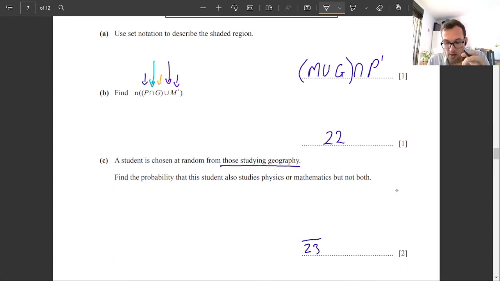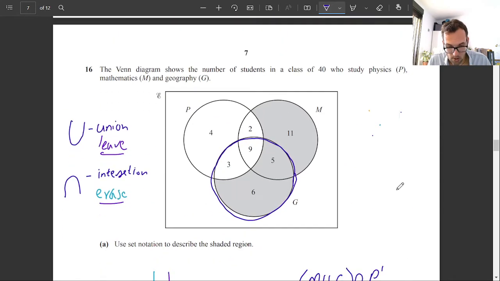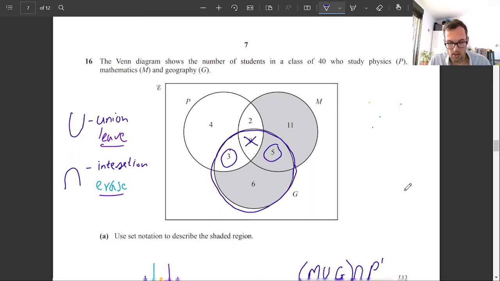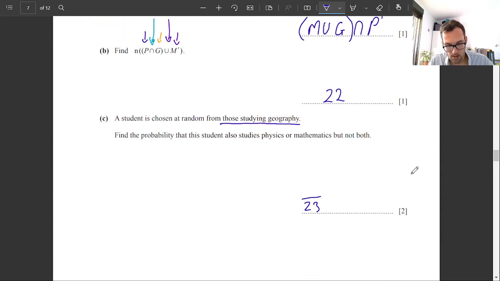Find the probability that this student also studied physics or mathematics, but not both. So they study physics or mathematics, but not both. So that is 3 and 5, 8. 8 out of the 23 also study physics or maths, but not both. And that's a probability, it's a fraction. Done it.